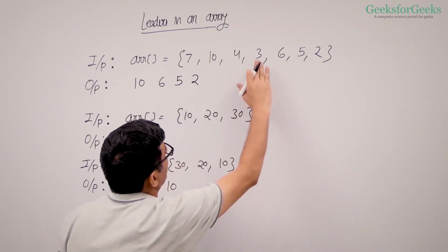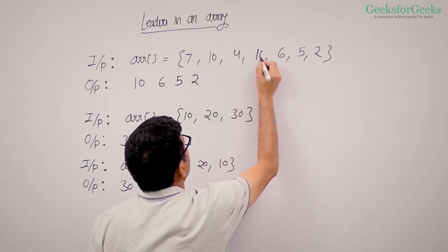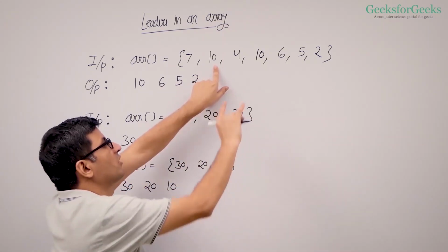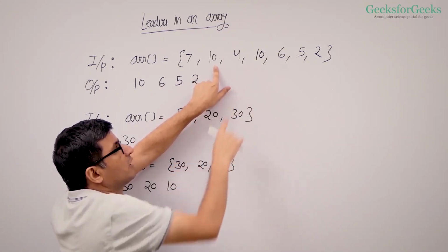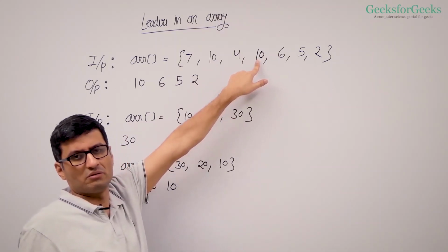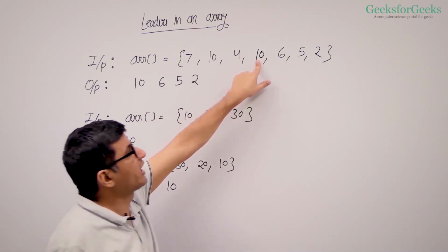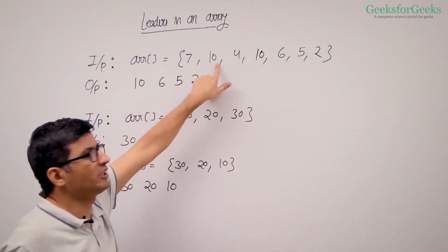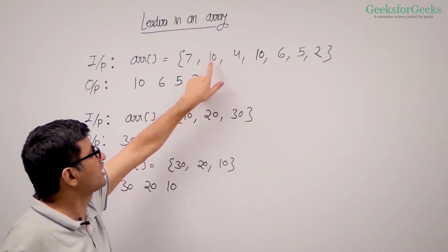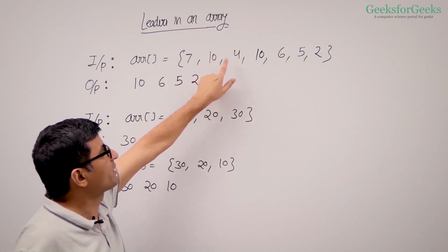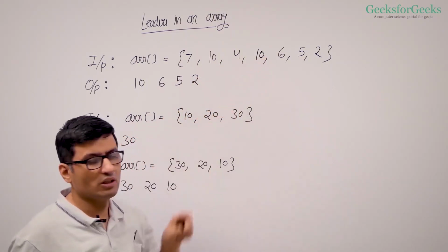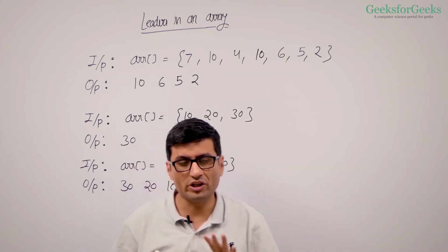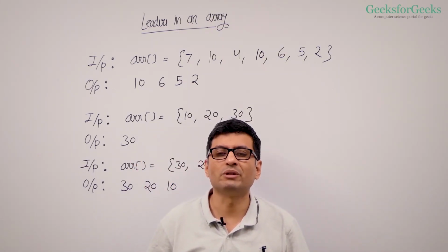For example, if we add a 10 here, then this 10 is not a leader because there is an element on the right which has equal value. But this 10 is a leader because all the values on the right of this 10 are smaller. So our output remains the same, but we see 10 only once because this 10 is not a leader. Why? Because there is an element which is equal. So an element is a leader when all the elements on its right are smaller. Even equals are not allowed for an element to be a leader.